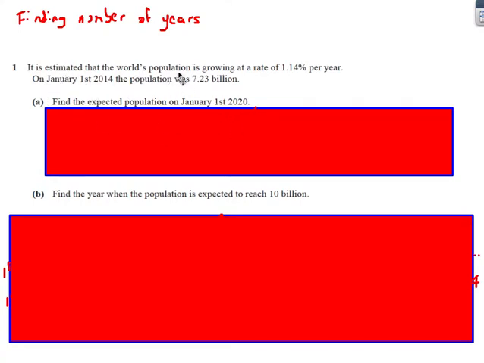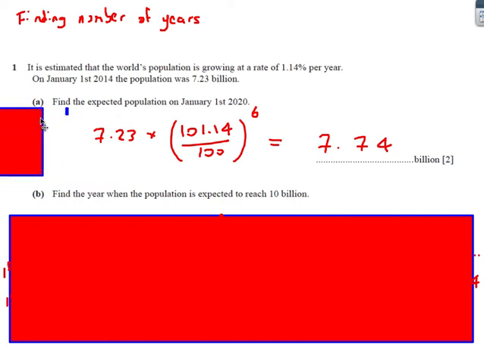It gives the world population growing at a rate of 1.14% per year. On January the 1st, 2014, the population is 7.23 billion, versus January 2020. So this is the calculation that we're going to have to do. I would recommend writing your percentages like this. We start with 100% and we increase it by 1.14, so we've got 101.14%. If you write it like that, you won't make any mistakes.